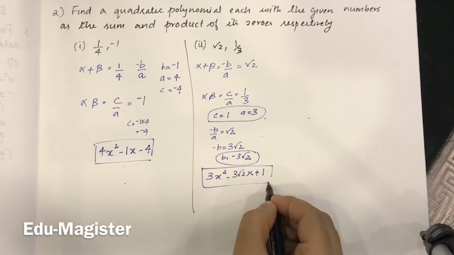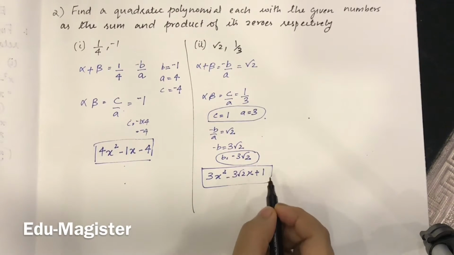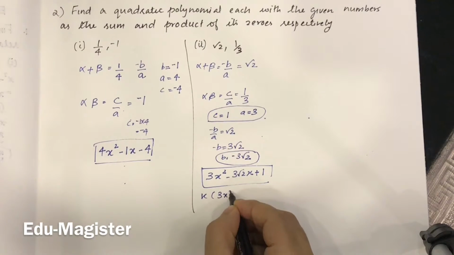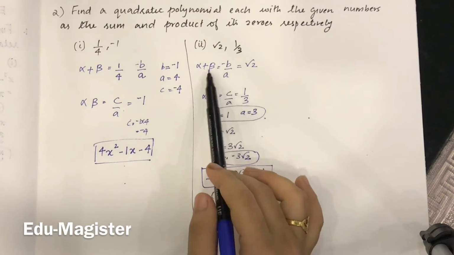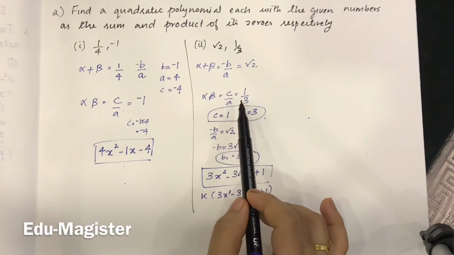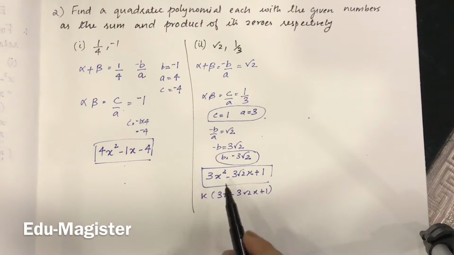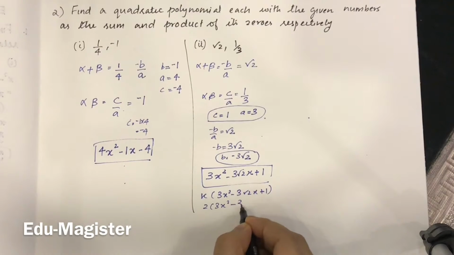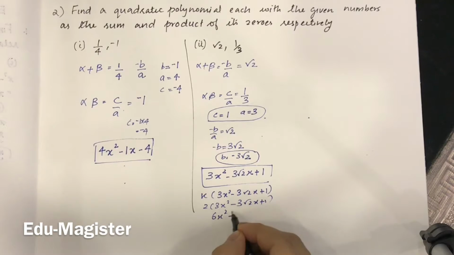This is one equation that fits the given condition, and any multiple of this would also fit into the same condition, that is k times 3x square minus 3 root 2x plus 1 will also have sum of the zeros as root 2 and the product of the zeros as 1 by 3. Here in the first case the value of k is 1. Now you can replace it by 2. You get 2 times 3x square minus 3 root 2x plus 1. It becomes 6x square minus 6 root 2x plus 2.